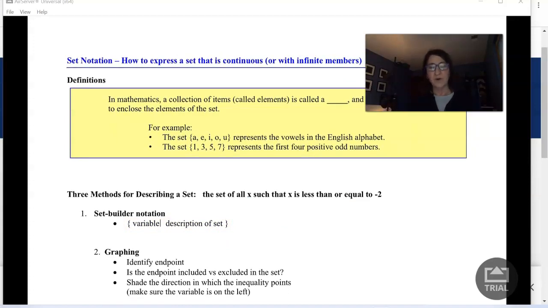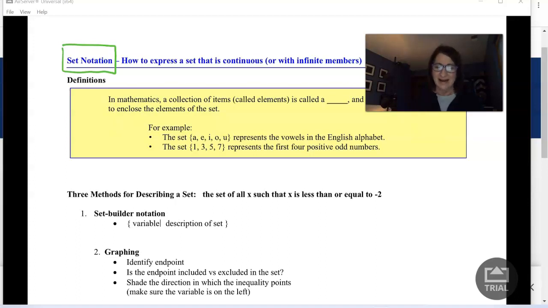So we're going to spend just a little bit of time looking at set notation. Set notation just means, how do you describe a set. It could be either finite or continuous, but we're going to be more interested right now in infinite members, or a set that's continuous, okay?